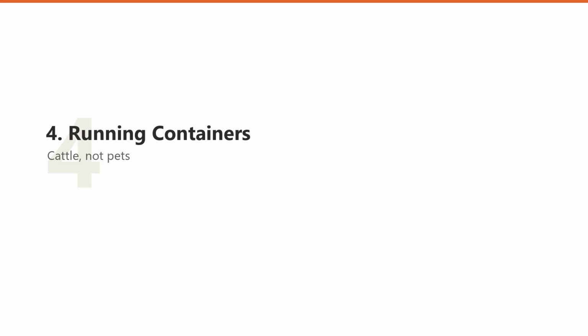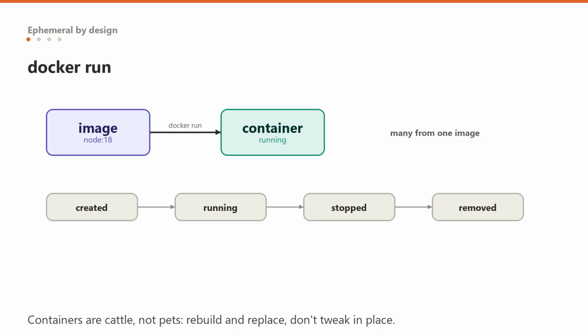Concept 4. Running containers. Now let's run it. The command docker run takes an image and starts a container from it, a live, running instance of that image. You can run many containers from the same image, each isolated from the others.